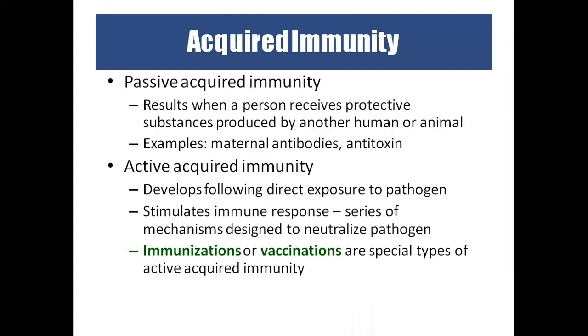The main difference between actively acquired and passively acquired immunity is that in actively acquired immunity, the body itself prepares the antibodies. In passively acquired immunity, the readily prepared antibodies are injected into the person.